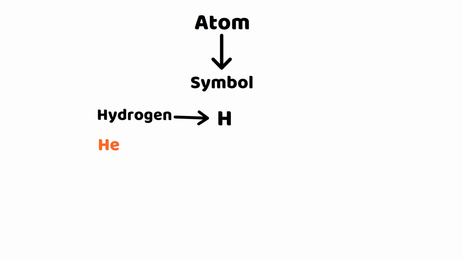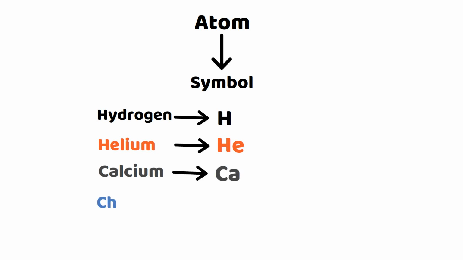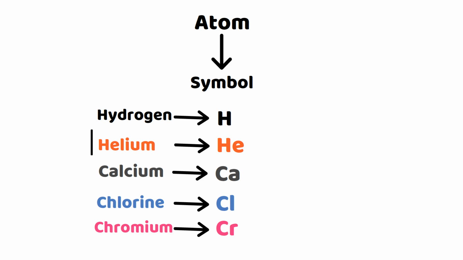An atom is always represented by a proper symbol. For example, for hydrogen the symbol is H, for helium the symbol is He, also for calcium the symbol is Ca, for chlorine Cl is used, and for chromium the symbol Cr is used. It means when different atoms start with same letter, then a two letters symbol is used for the differentiation. The first letter is always capital while the second letter is small, as you can see over here in these examples.